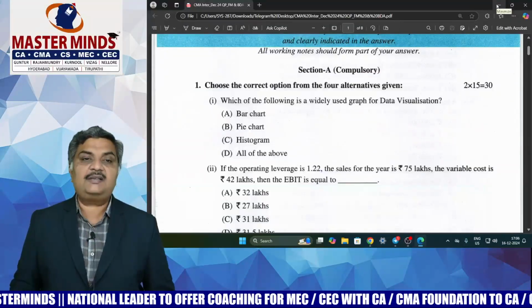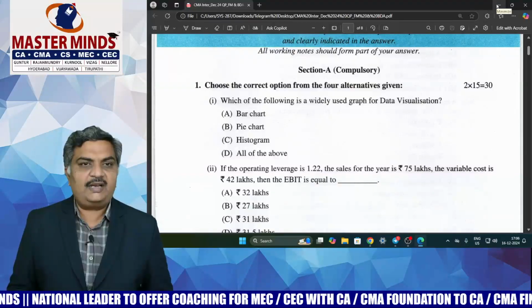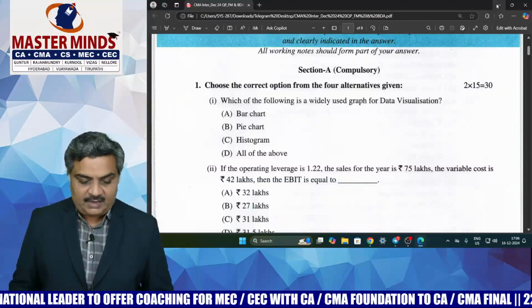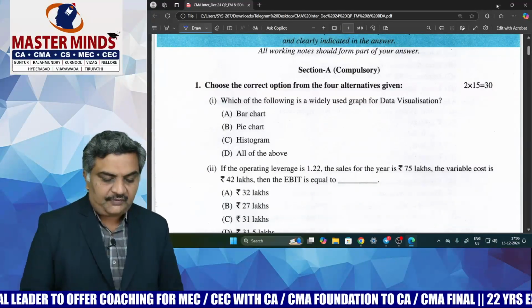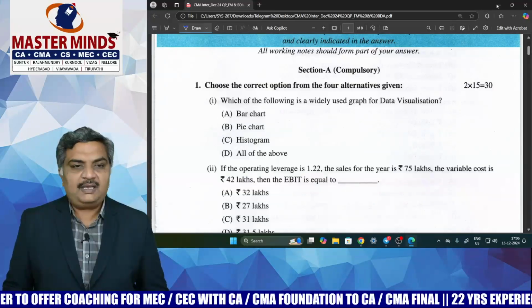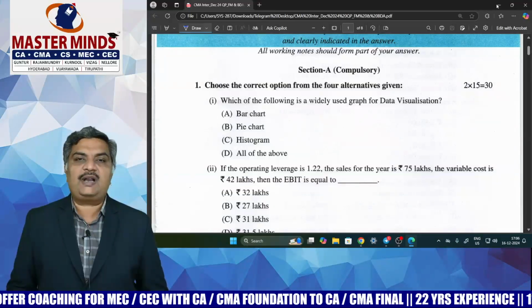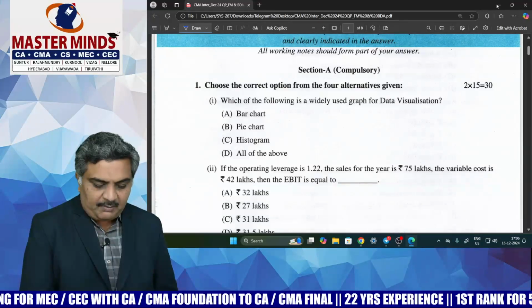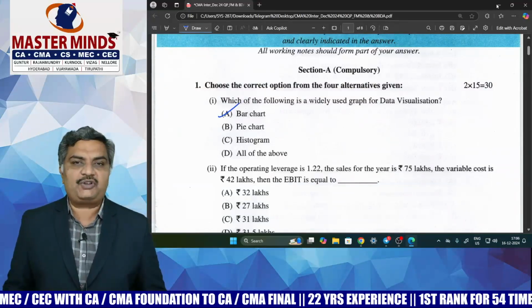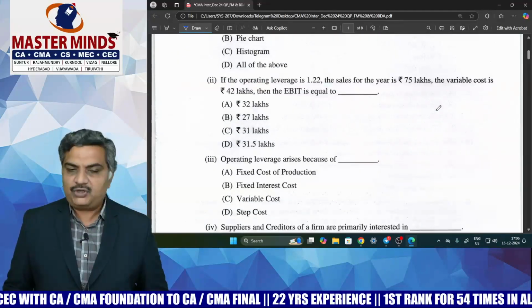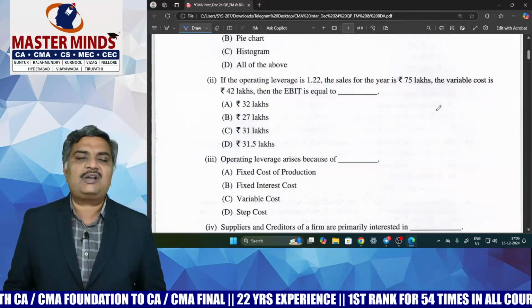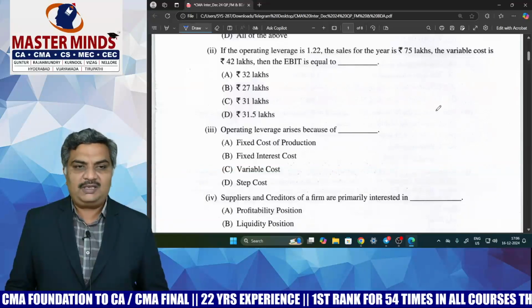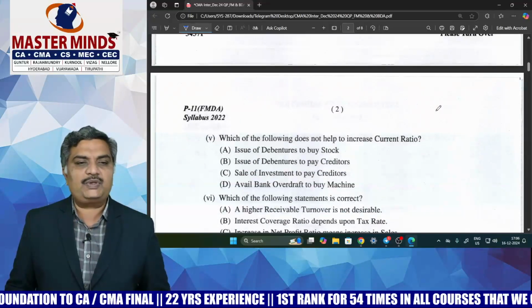Hello everyone, let us analyze the business data analytics part of the CMA Inter question paper. Now, if you look at the first MCQ related to BDA, it asks which of the following is a widely used graph for data visualization. The answer is bar chart, because bar charts are the most prominent charts used for data visualization. Of course, we also use pie charts and histograms, but most probably bar charts are the ones we use more.